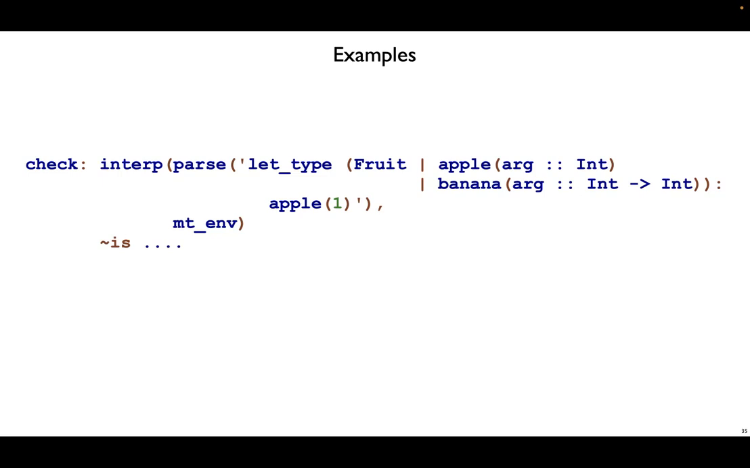In this case, interp needs to return some sort of a value that represents the instance of an apple variant. It's not immediately clear what value to use. If this was Split, then we might expect to see something like this. The result is an apple v, which holds an int v1.